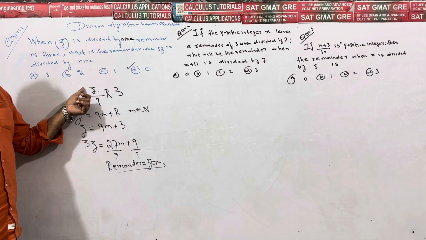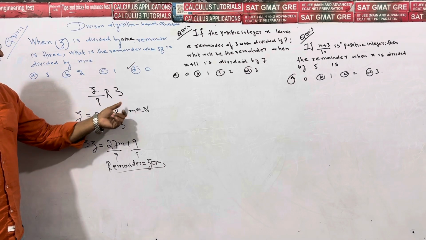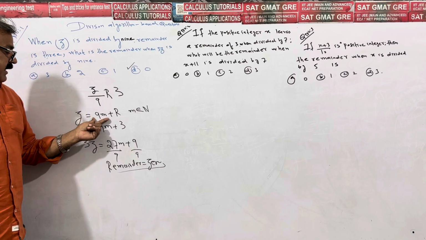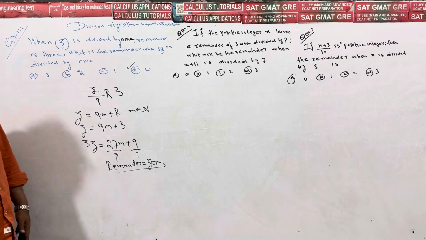Follow this one. When divided by 9, the remainder is this one. Suppose I generate the quotient m times, where m belongs to any natural number, 9 times m plus r, and you are going to get through.